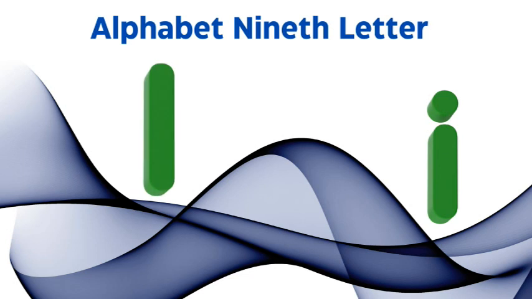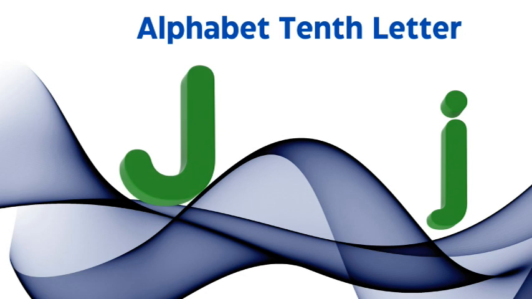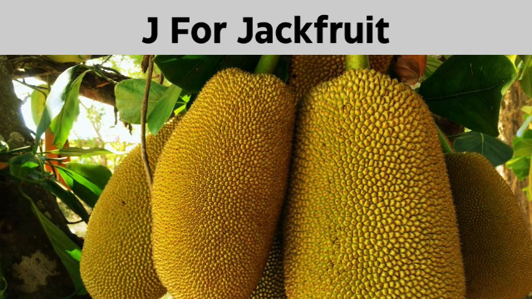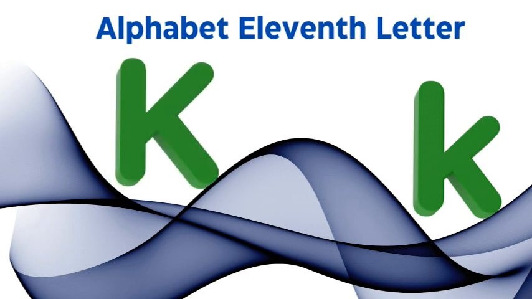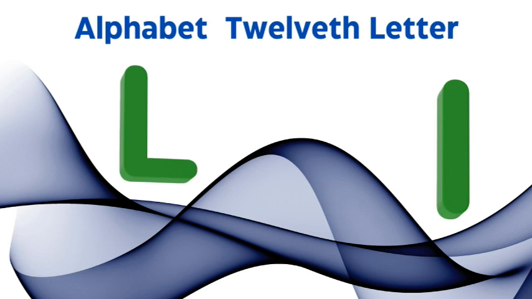Alphabet ninth letter I. I for ice cream. Alphabet 10th letter J. J for jackfruit. Alphabet 11th letter K. K for kite. Alphabet 12th letter L. L for lion.